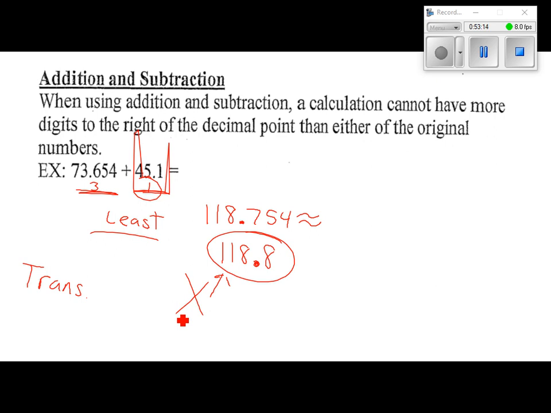That's for addition or subtraction. So whichever number has the least amount behind the decimal, that's what you go by. That's where you round it off at.